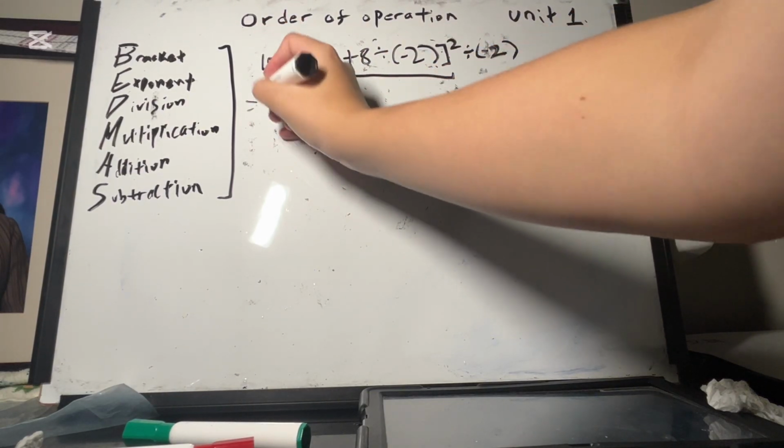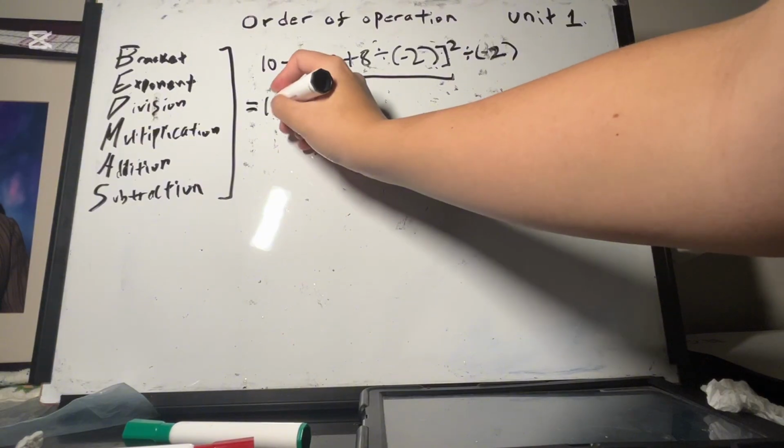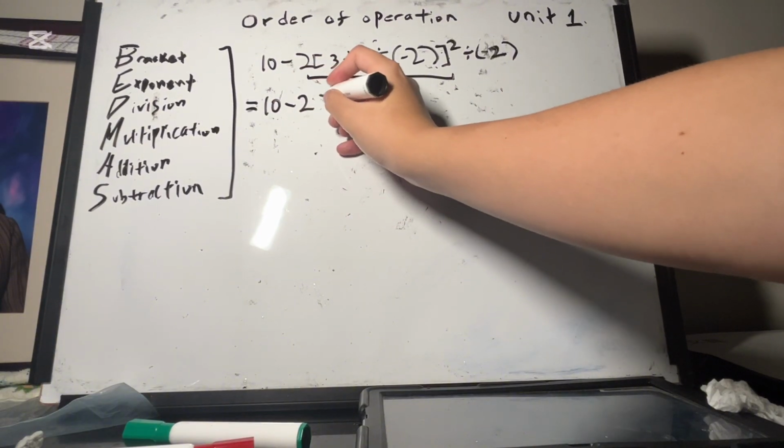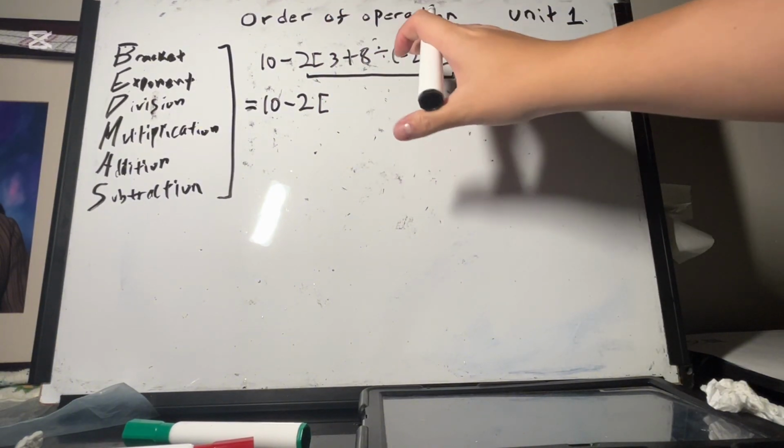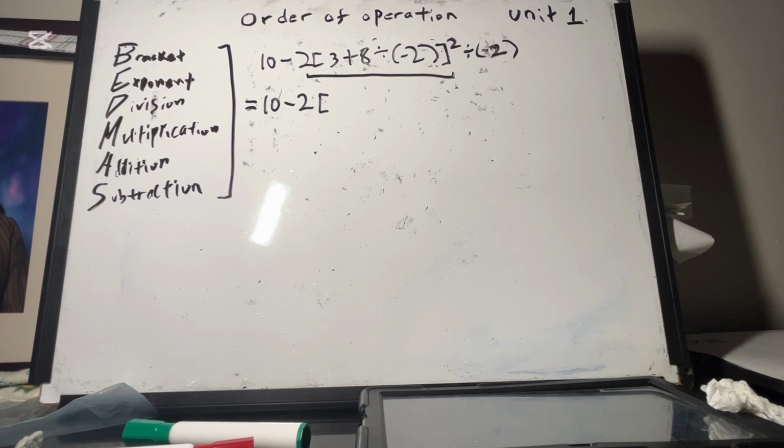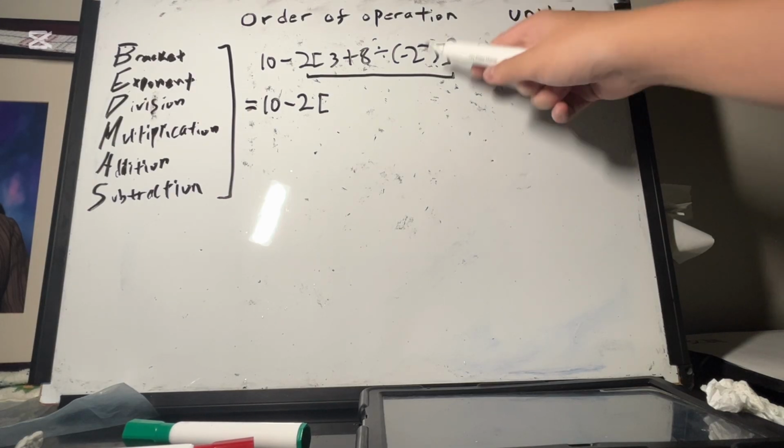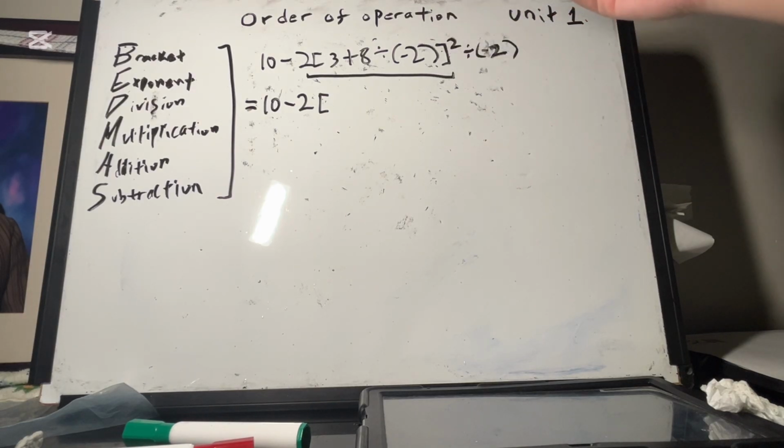So we're gonna go 10 minus 2, 3, and within the square brackets is actually another set of order of operations that you can do, and that is division versus addition. And of course, knowing PEMDAS or BEDMAS, it's always using division, doing division first over addition.